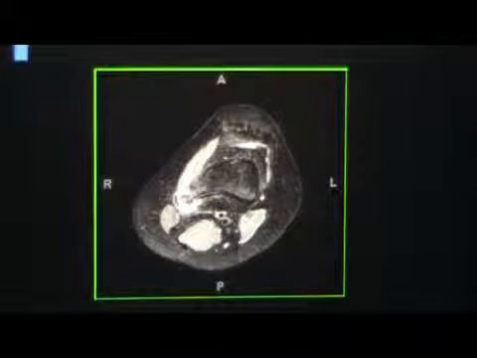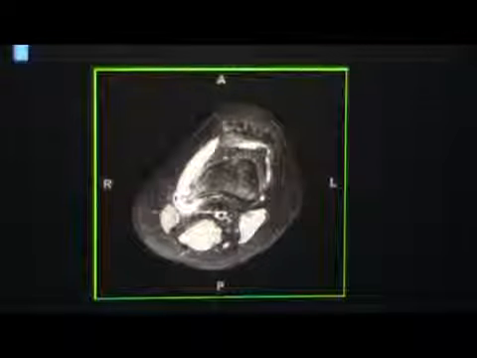So here you have a cortical lesion. It's basically osteochondroma getting out with the cartilage cap. Again, not much edema, nothing happening. Right? It's a cortical lesion.